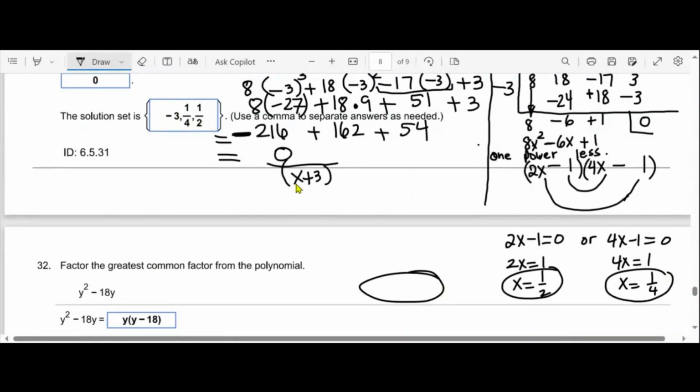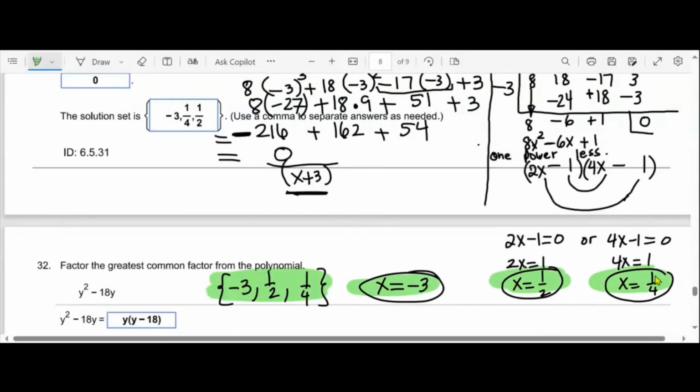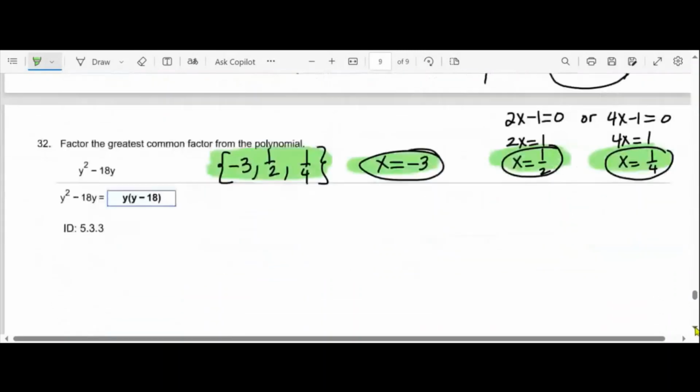Remember we have here x plus 3, so x equals negative 3, right? Yeah. So now, what is the solution set? What are you going to say? Negative 3, 1 over 2 and 1 over 4. Is this clear, ya Mohannad? Yes, clear. Any questions about this? No.